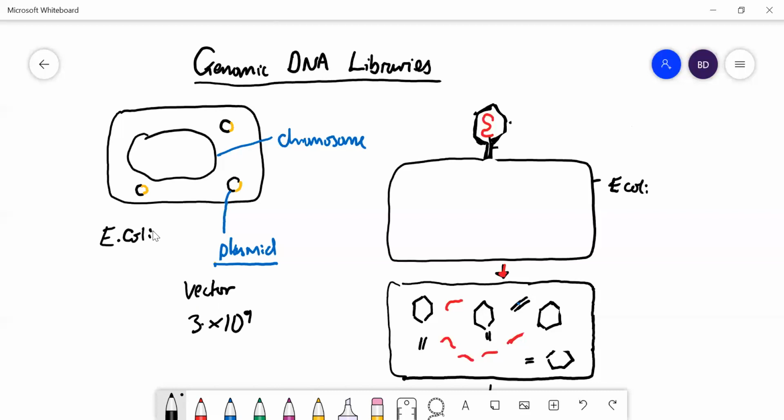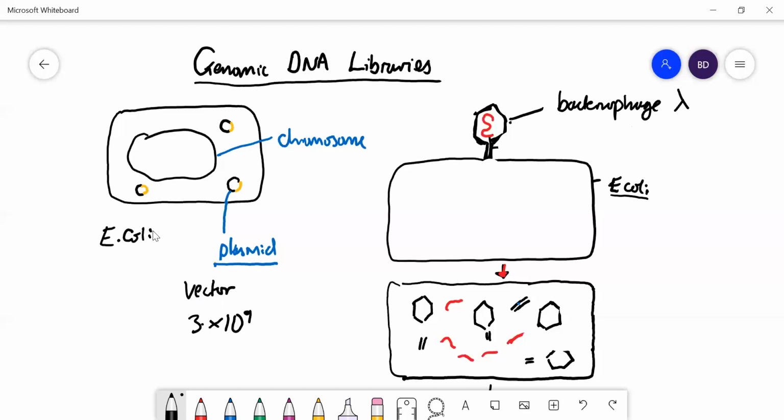The vector we're going to use is a virus which infects bacteria. It's called a bacteriophage, and it's called Phage Lambda. Phage Lambda is the bacteriophage which infects E. coli, which we can grow in very large numbers. We know an awful lot about E. coli and about bacteriophage lambda, so it's a good way of doing it.